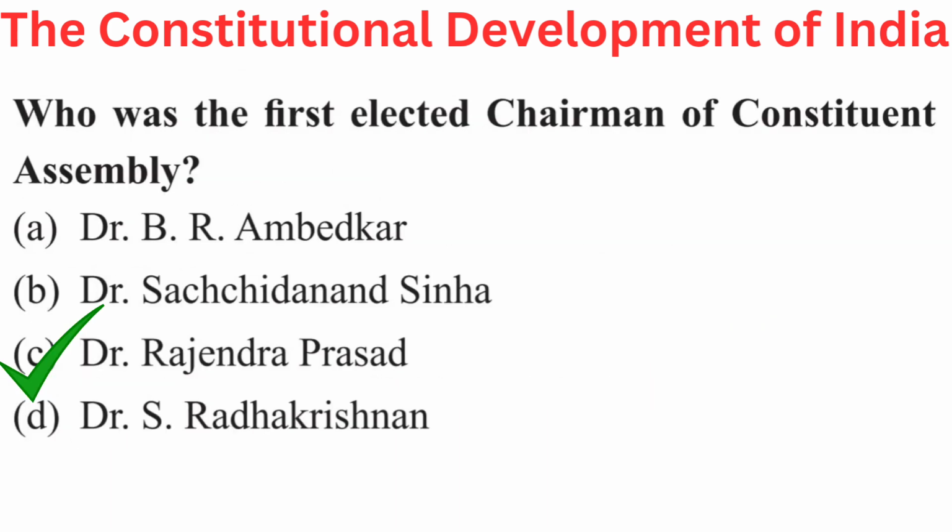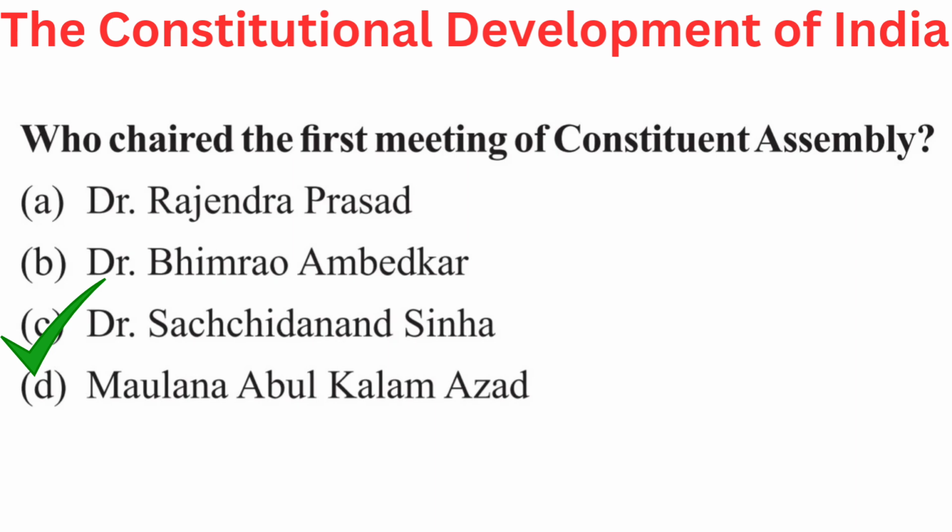Your question is, who was the first elected chairman of Constituent Assembly? Your options are A. Dr. B. R. Ambedkar, B. Dr. Sachidanand Sinha, C. Dr. Rajendra Prasad, or D. Dr. S. Radhakrishnan. Right answer is C. Dr. Rajendra Prasad.